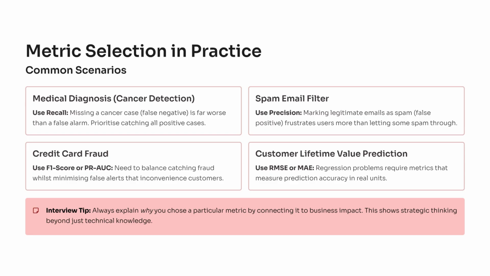In credit card fraud detection, you need to balance both, catching as many fraudulent cases as possible while avoiding too many false alerts that annoy genuine customers. That's where F1 score, or precision-recall AUC, works best.